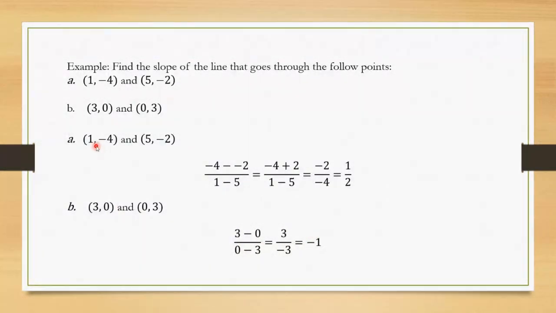But notice also that with these 2 points, x is increasing. So the x coordinate gets bigger from this point to this point, and here the y coordinate also gets bigger. That's how we know, even before doing this, that the slope, whatever it is, had to be positive. So if we somehow messed up and got negative a half, then we would know something's wrong.